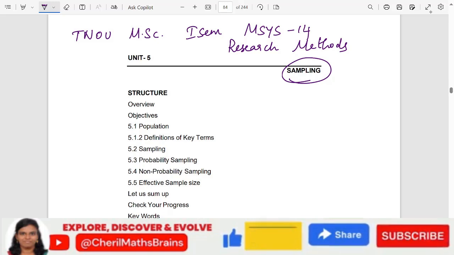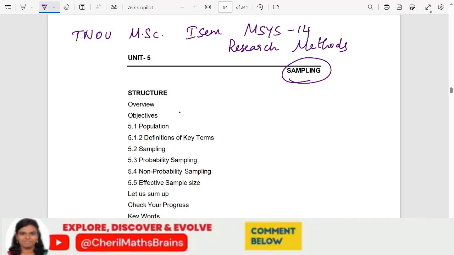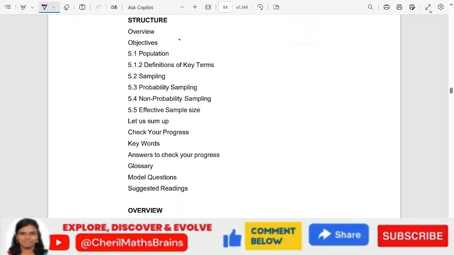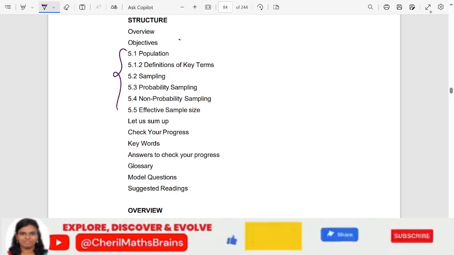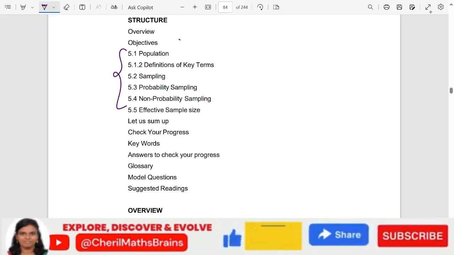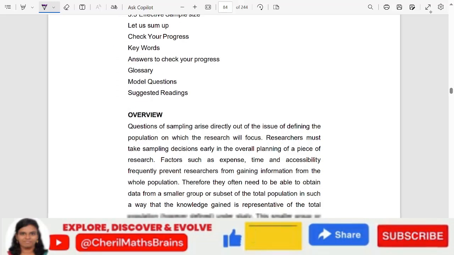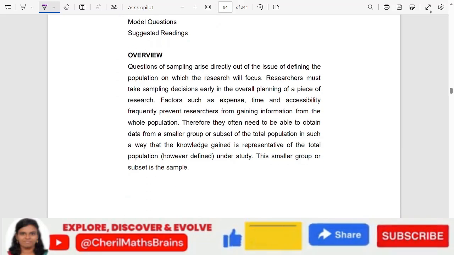So we've seen already 4 units. So this is the 5th unit. And this 5th unit comes under block 2, that is hypothesis, variables and sampling. So in this we have to learn about population, definition of key terms, sampling, probability sampling, non-probability sampling and effective sample size. So in the 5 topics that I'm going to discuss, this video will be bilingual, so it will be easy for you.